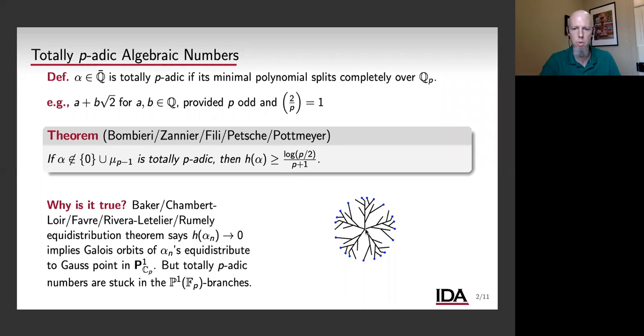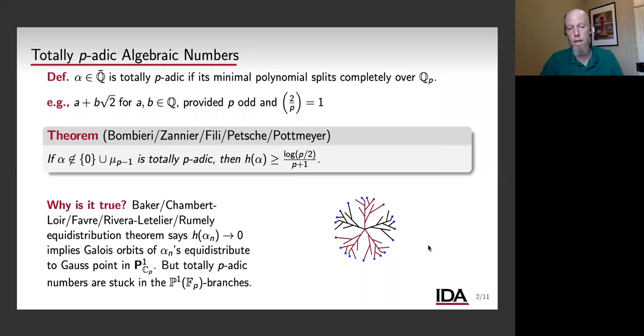And what does equidistribution mean in this case? It means that the Galois orbits tend to spread out among the branches. Okay, these branches are in one-to-one correspondence with elements of P1 of F_p bar. So why can't totally p-adic numbers be equidistributed? Well, the reason is since they're totally p-adic, they're stuck in the F_p rational branches, okay, in the sort of classical Bruhat-Tits tree. And so they can't spread out among the branches. Okay, so that's the moral reason why you should get a height lower bound.